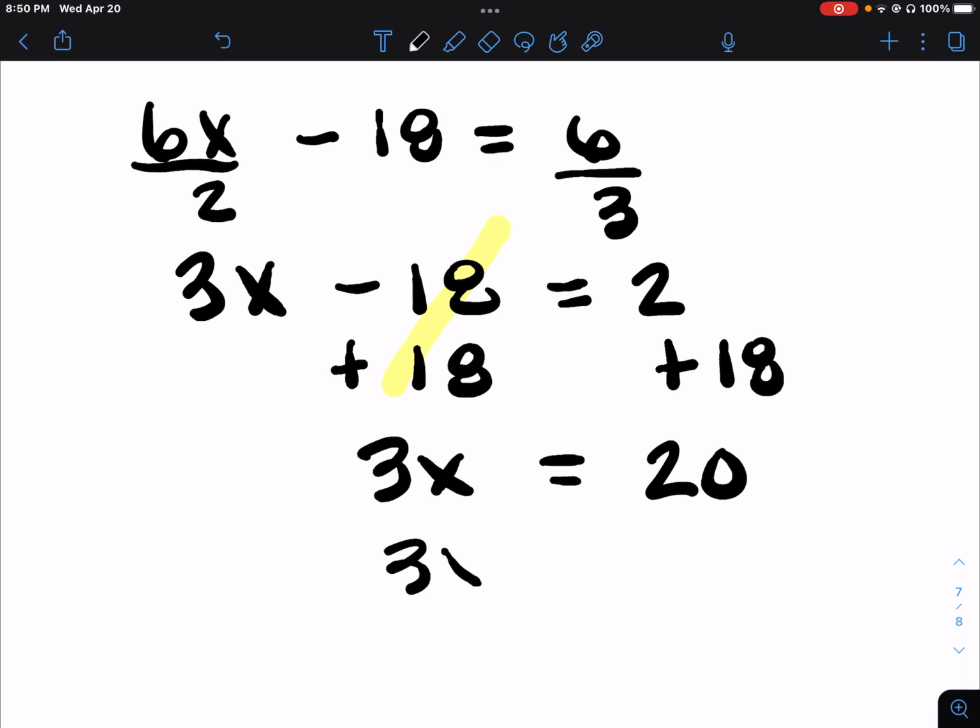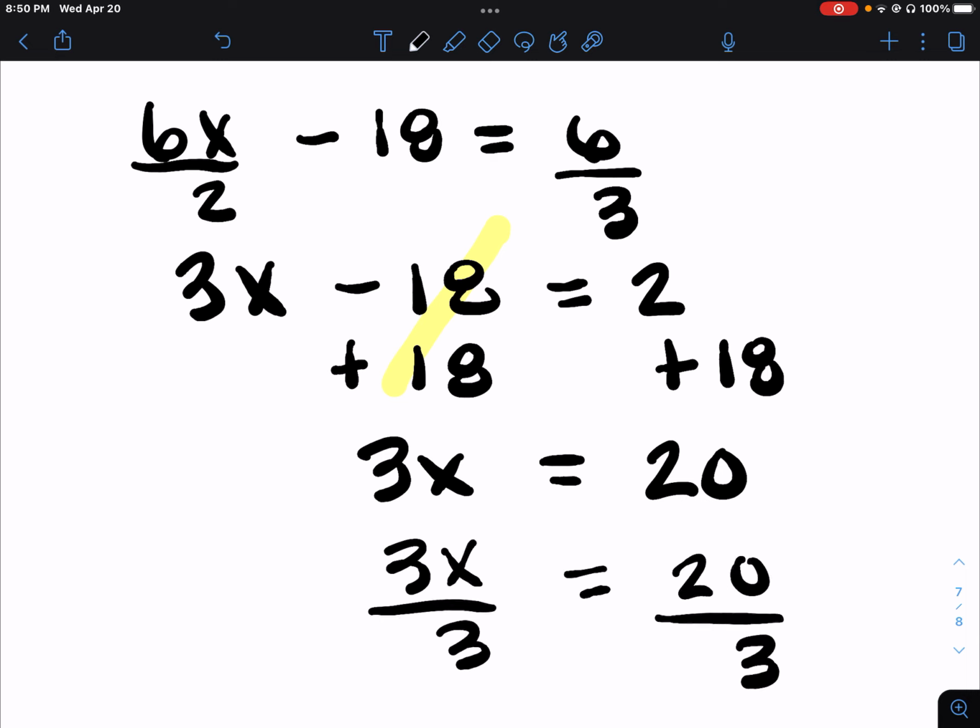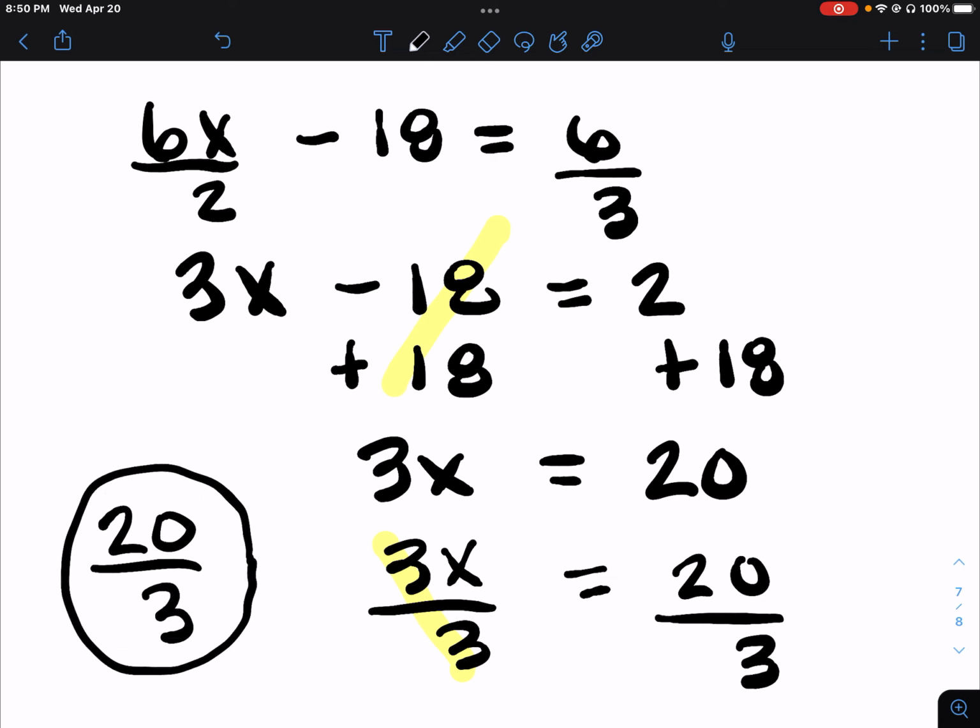Now 3x means multiply, so we're going to divide. 20 doesn't divide by 3. Okay, the 3's divide out on the left to give us x. So x is 20 over 3. Okay, we just leave it like that since it's not a good division, not a whole number.